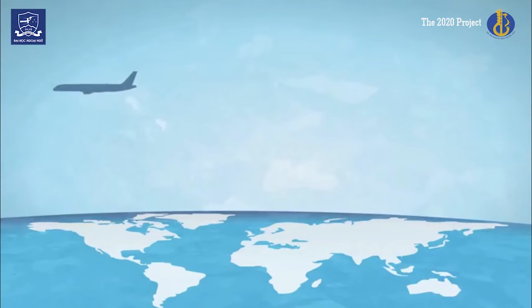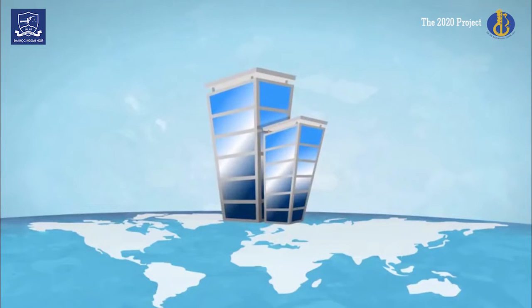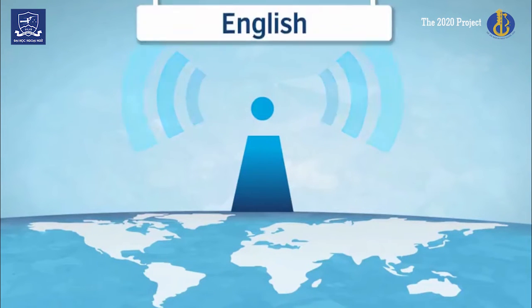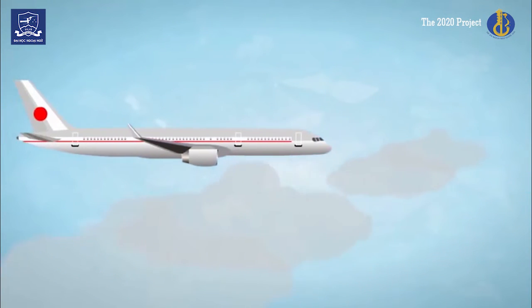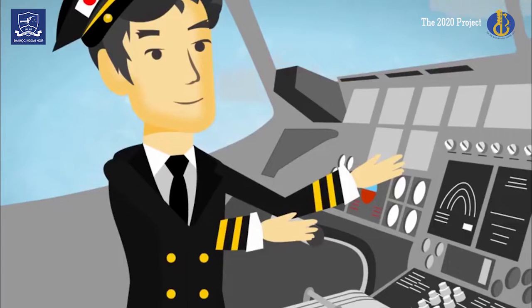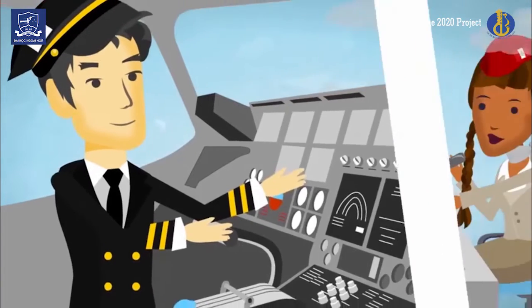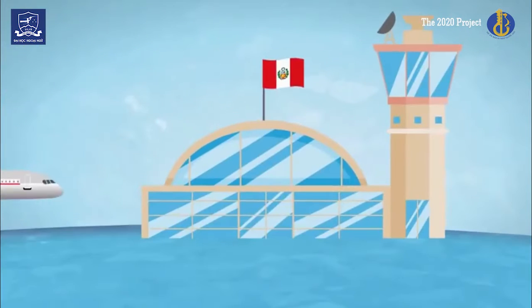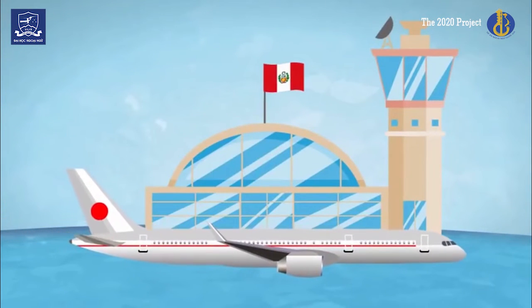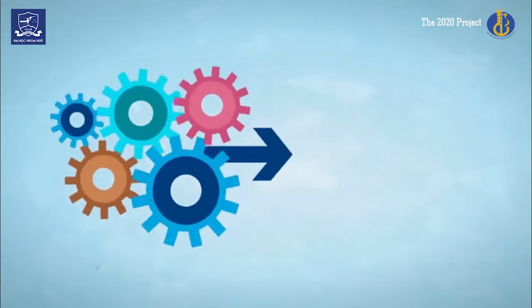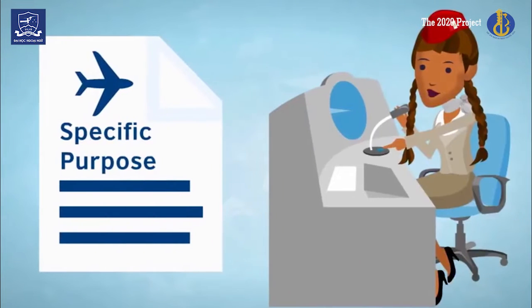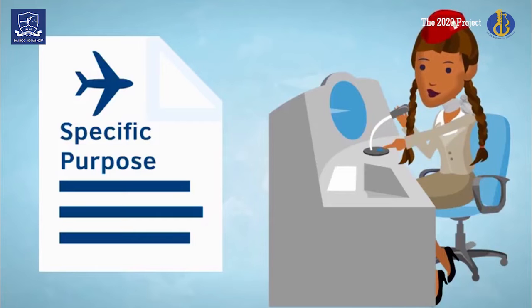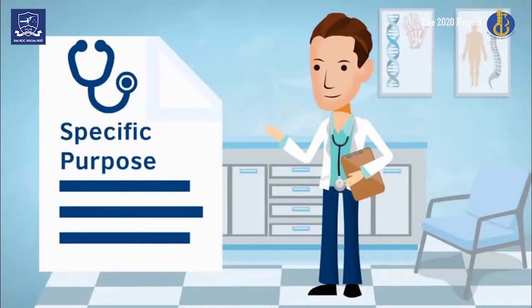The international nature of the workplace means that there has to be a common language of communication, and nowadays that language is English. So, for example, the pilot of a Japanese plane approaching an airport in Peru will communicate with the local air traffic controllers in English. This situation has led to the development of specific purpose tests for air traffic controllers. As you might expect, exactly the same is true for workers in other professions.